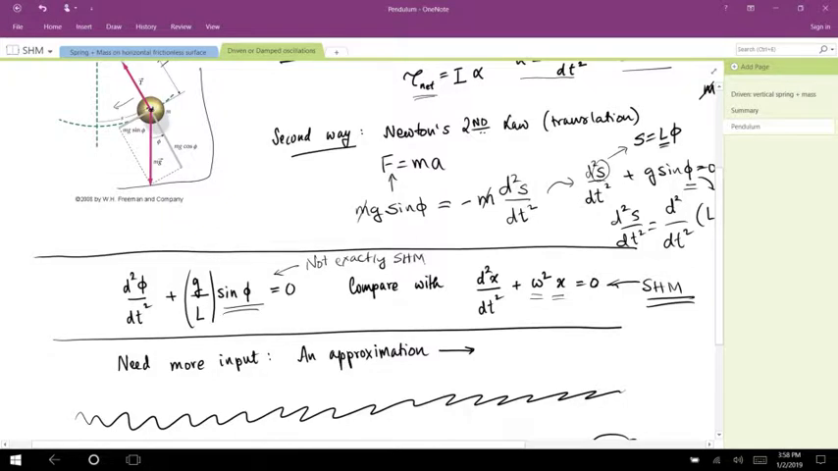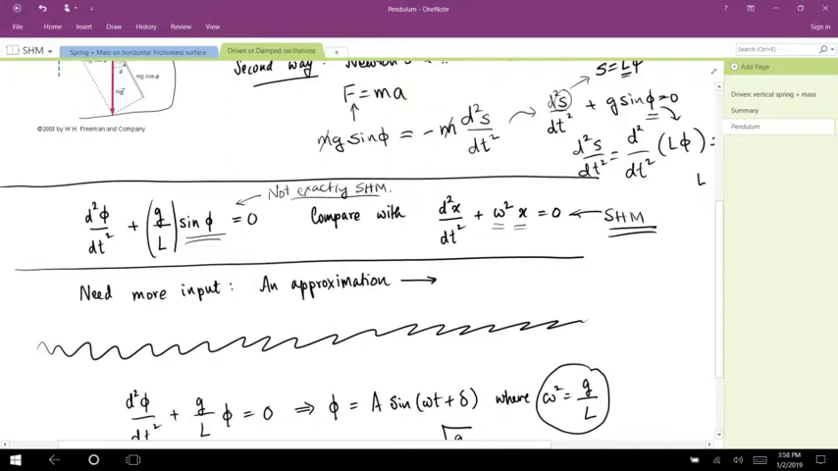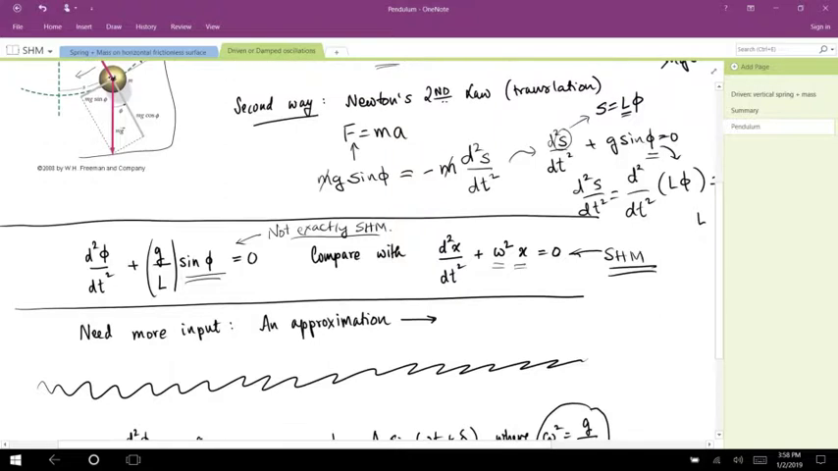So what we can do about it is we can make an approximation. We need more input, and we are going to approximate phi. So we will say that phi is less than 4 degrees. If phi is less than 4 degrees, and you can check this, you will see that sine of phi is roughly equal to phi. You can check this with a calculator. You can plug in the value phi equals 4 degrees or less, let's say 3 degrees or 2 degrees, and calculate sine of phi, and you can check that sine of phi is roughly equal to phi.